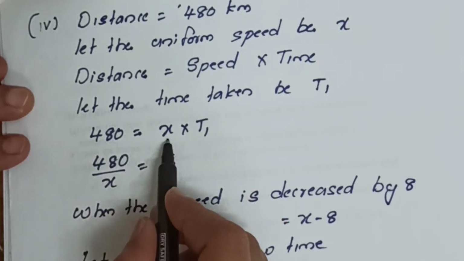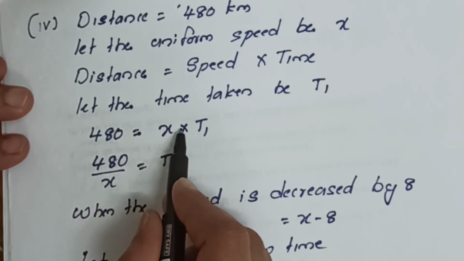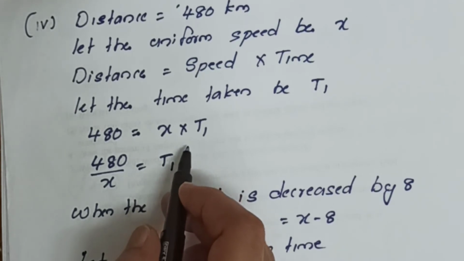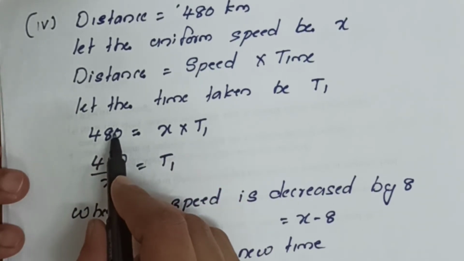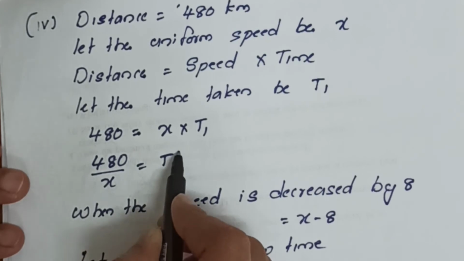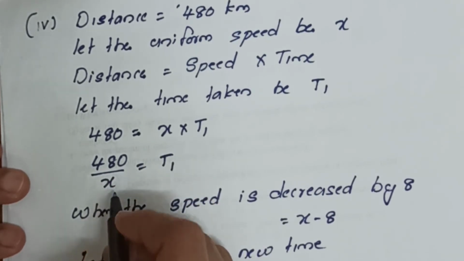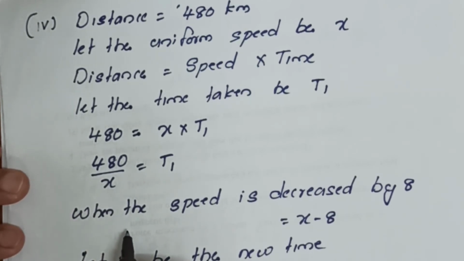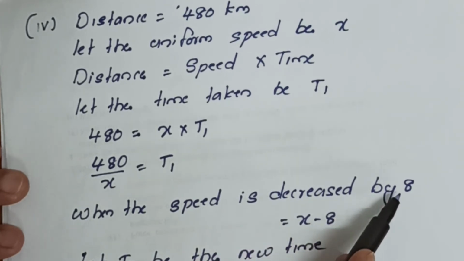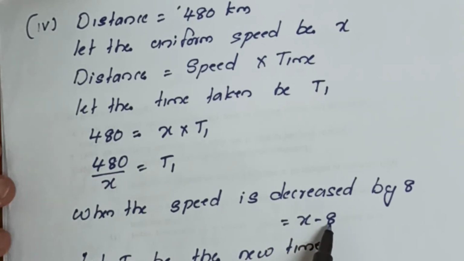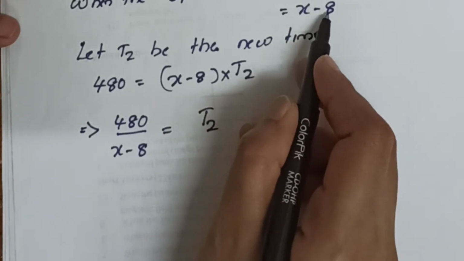Now, when x goes to the left hand side, here it is multiplication. Multiplication, when it moves to the other side, will become division, isn't it? So, 480 by x is equal to t1. Now we got the value for t1 as 480 by x. It is given in the question that the speed is decreased by 8. So the new speed is x, the uniform speed, minus 8.